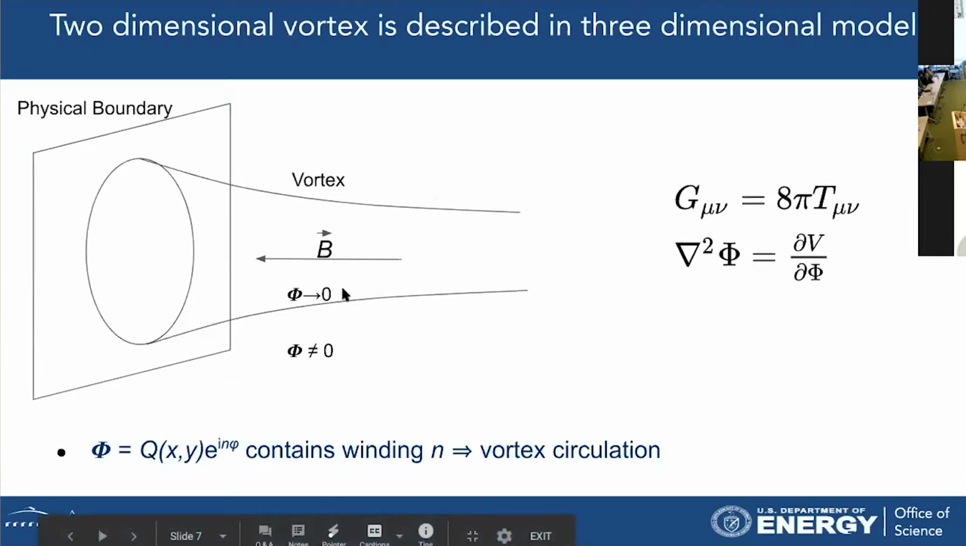Okay, so we have our vortex that's living in a three-dimensional space. And so that's what we're going to try to solve for classically. And we're going to look at, so there's two vortices. There's a 3D vortex and a 2D vortex. The 2D vortex is the vortex we're interested in.